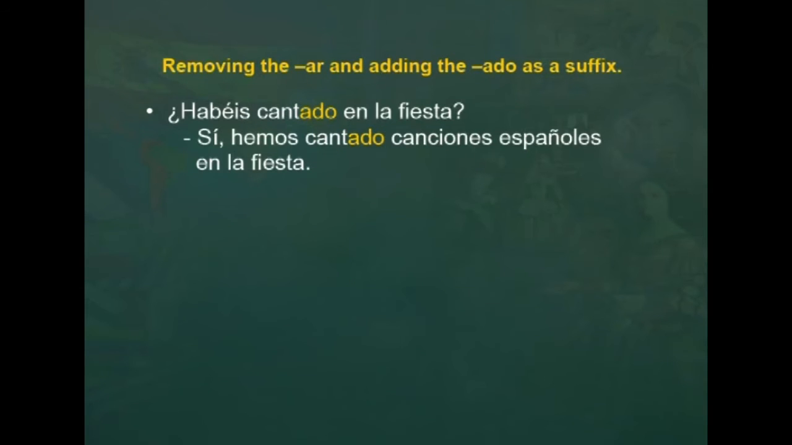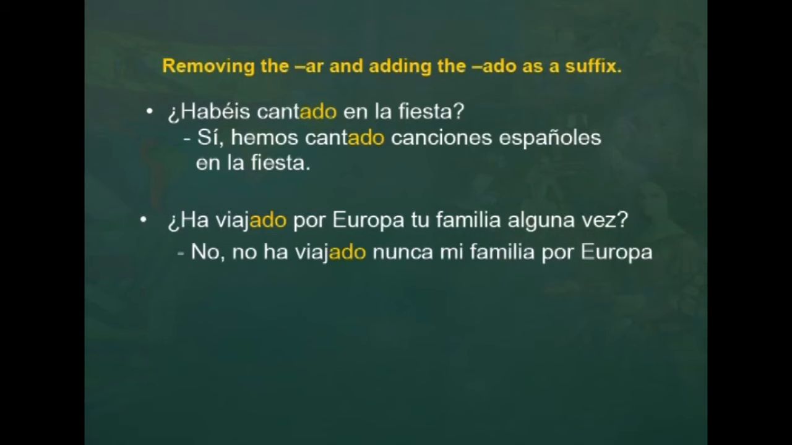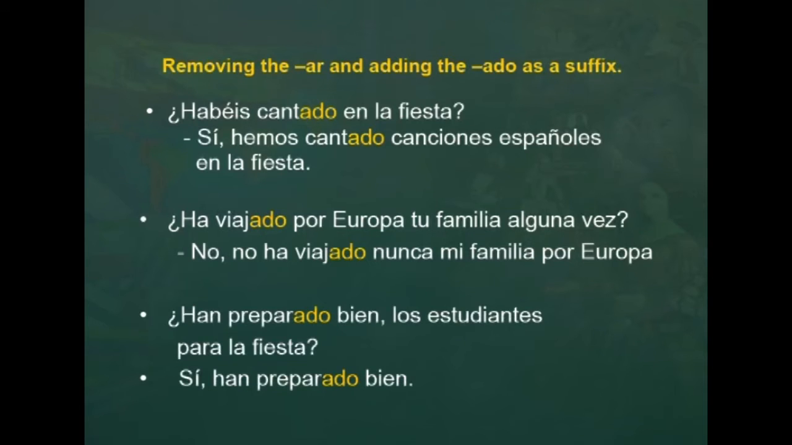¿Habéis cantado en la fiesta? Habéis is vosotros. Sí, hemos cantado canciones españolas en la fiesta. We have sung Spanish songs in the party. ¿Ha viajado por Europa tu familia alguna vez? No, no ha viajado nunca mi familia por Europa. ¿Han preparado bien los estudiantes para la fiesta? Have the students prepared well for the party? Sí, han preparado bien.